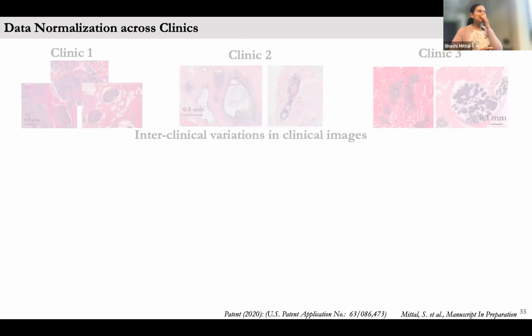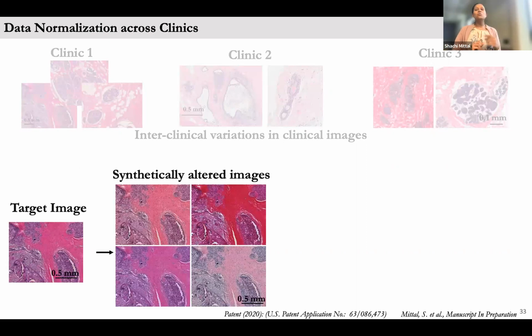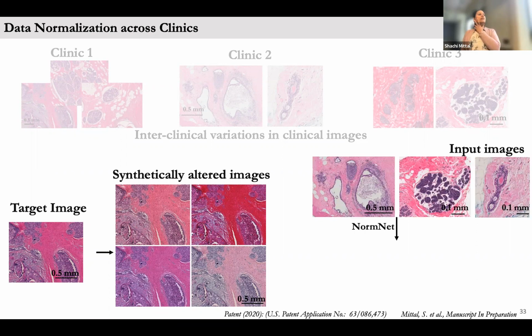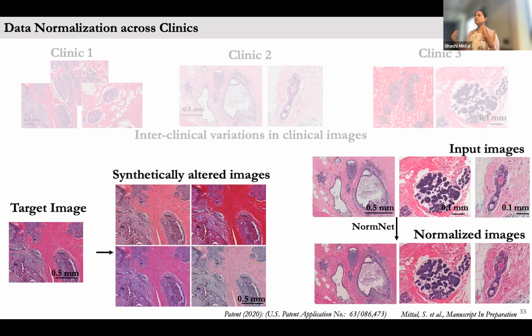So what I did was I developed a normalization strategy where for every single image, I created a synthetically altered image. So these 4 images are not real. These are synthetic images, which would mimic certain contrast or variations that we would see across labs, and then I trained an algorithm that, given any of the 4 images, has to converge to this target image. I call that neural network NOMNet. And given these input images from 3 different clinics, it's able to normalize for that variation. And now that's what we use in our model development.